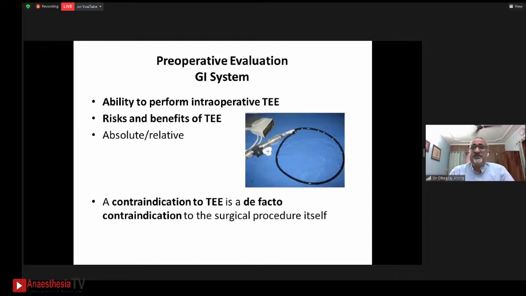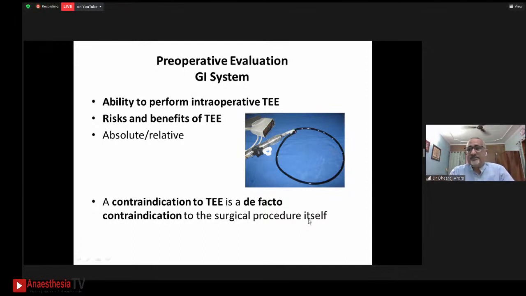Another important one is the GI system evaluation. Why is it important? We have to look for contraindications for transesophageal echo, because a contraindication to TEE is a de facto contraindication to the surgical procedure itself. Whenever we can't do TEE, that means minimal access surgery is not possible, because TEE is mandatory for minimal access surgery.